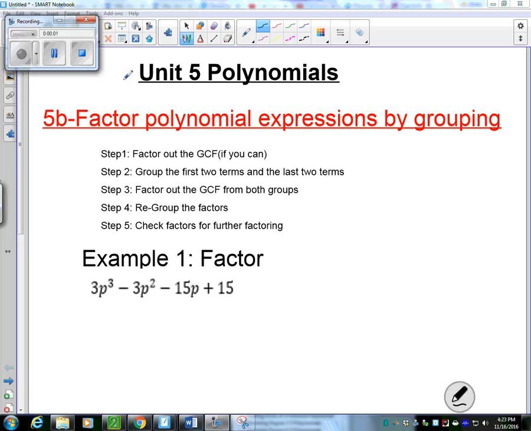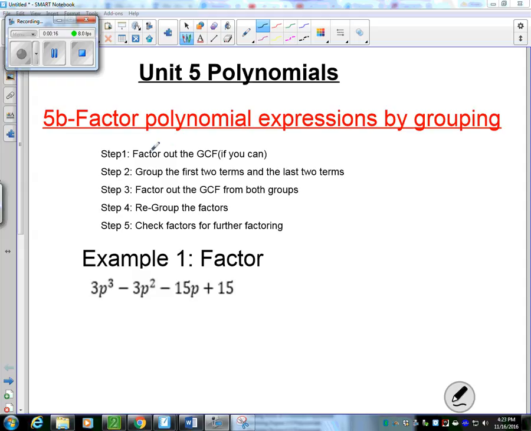Welcome to Unit 5 Polynomials, 5b. In 5b, we're going to be factoring polynomial expressions by grouping. Now, we've done some of this in the past. I just want to quickly go over a couple of examples so hopefully it can refresh your memory.